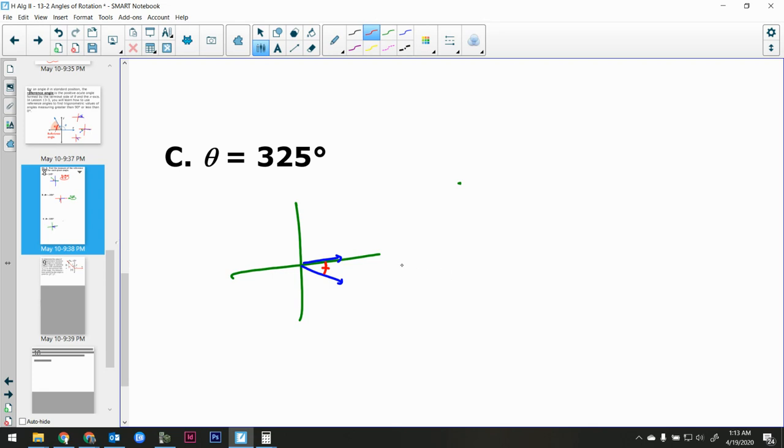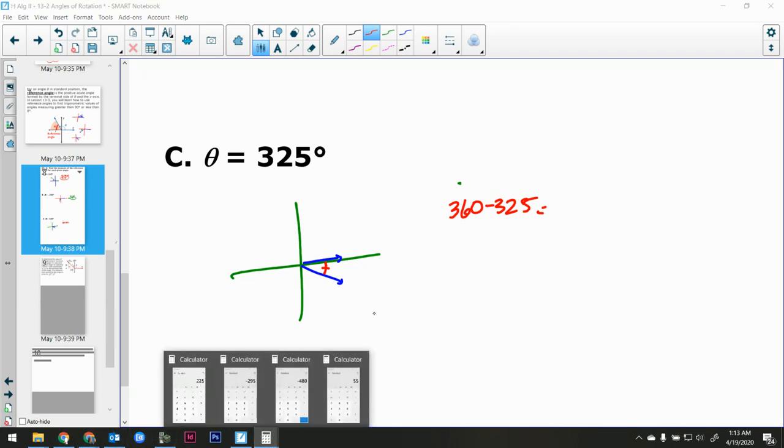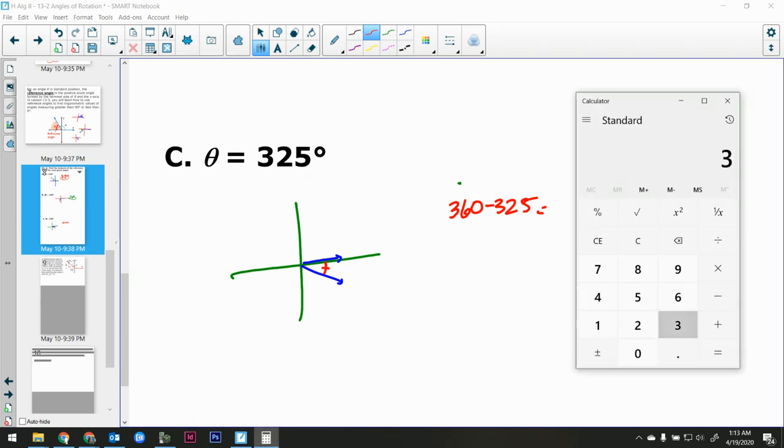Now think about this. What's a full rotation? 360 degrees. So I just want to take away that 325 to see what's left over. So 360 minus 325. A lot of people try to ask, what are my set rules for finding the reference angle given what quadrant it's in? No set rules. Just logically, geometrically reason it out. Let's take 360 minus 325, and that gives me 35 degrees.